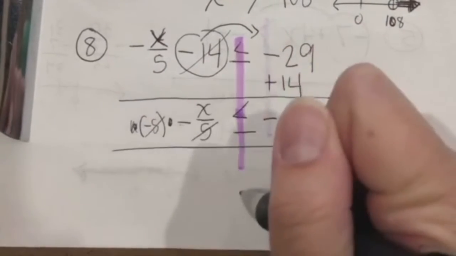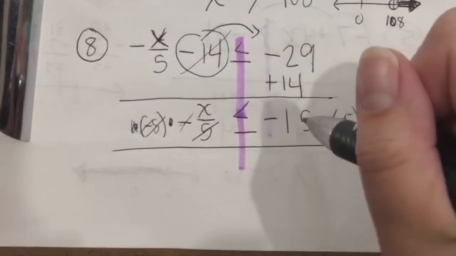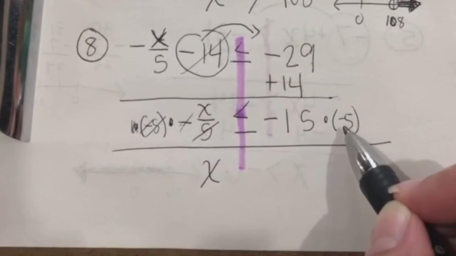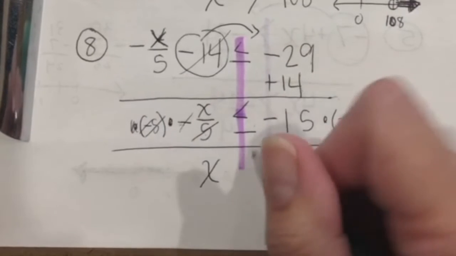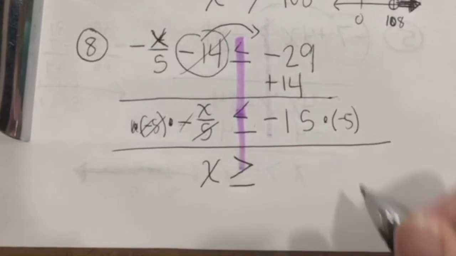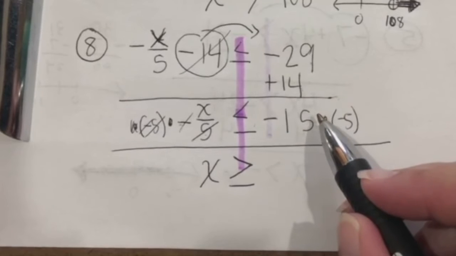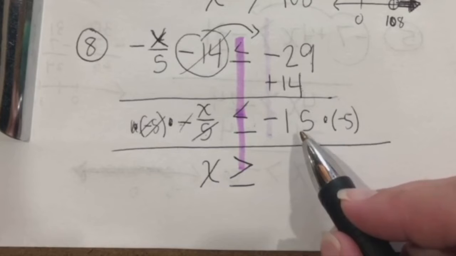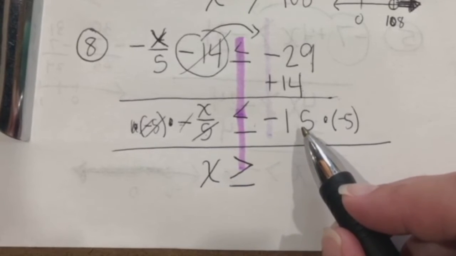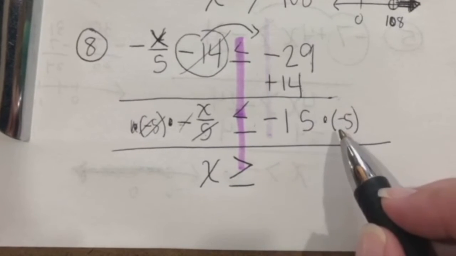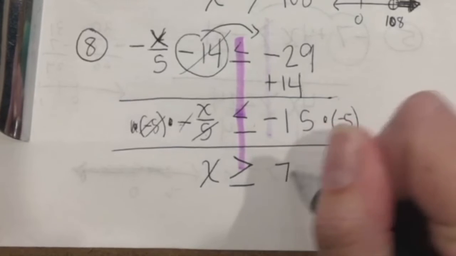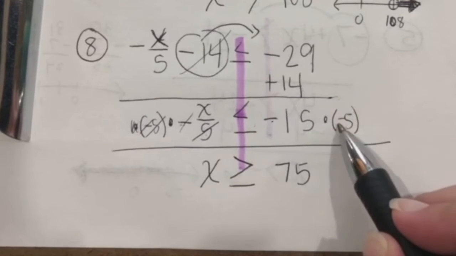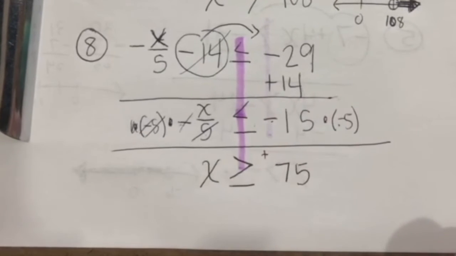So the 5 cancels out with the 5, the negative cancels with the negative, and I have just x by itself. I multiplied by a negative, so we've got to reverse the sign here. X is now greater than or equal to whatever we get over here. 15 times 2 is 30. 15 times 4 is 60. So 15 times 5 is 75, if you think in multiples like that. The negative and the negative will cancel out, so this will be positive 75.